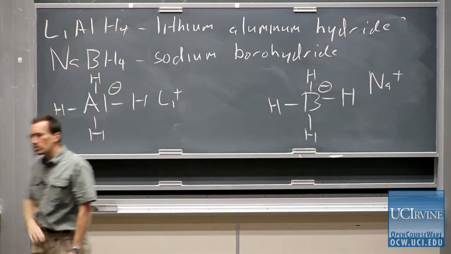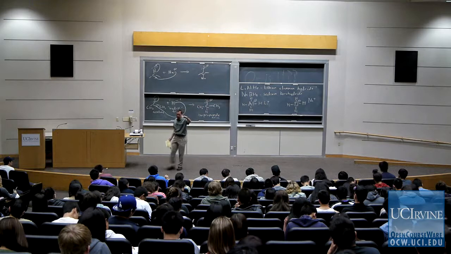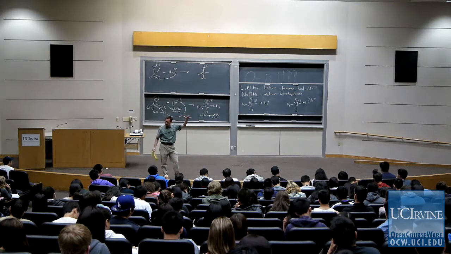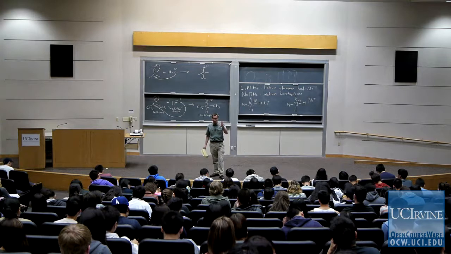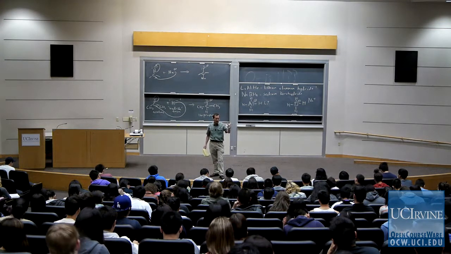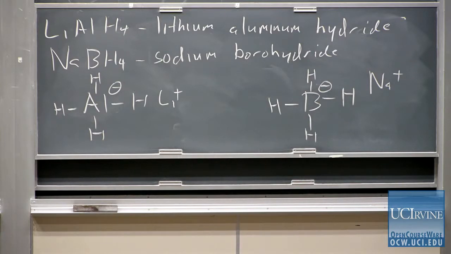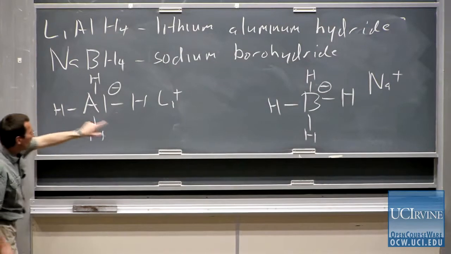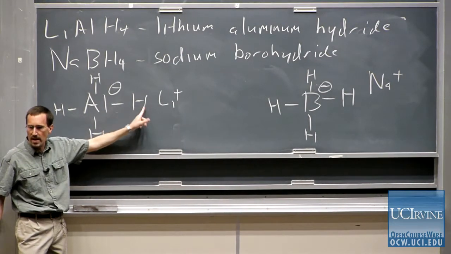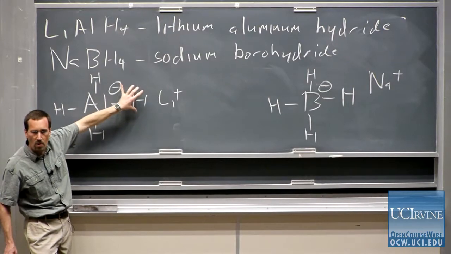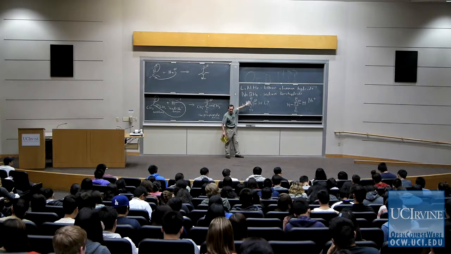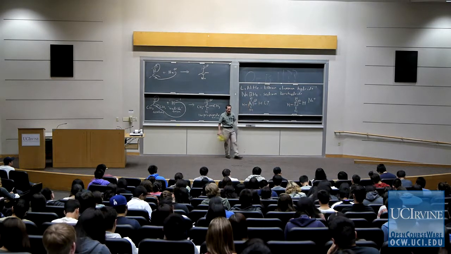You'll notice these structures are related. Boron is above aluminum in the periodic table, so in many ways they have similar properties. They differ in that aluminum is more electropositive than boron. The electronegativity of hydrogen is about 2.2. The electronegativity of aluminum is about 1.6. The electronegativity of boron is about 2.0. In other words, in all of these species, the bonds are polarized to have more negative charge on hydrogen than on the metal, but in the case of aluminum hydride, they're even more polarized. In other words, aluminum hydride is a more reactive anion. Lithium aluminum hydride is more reactive.